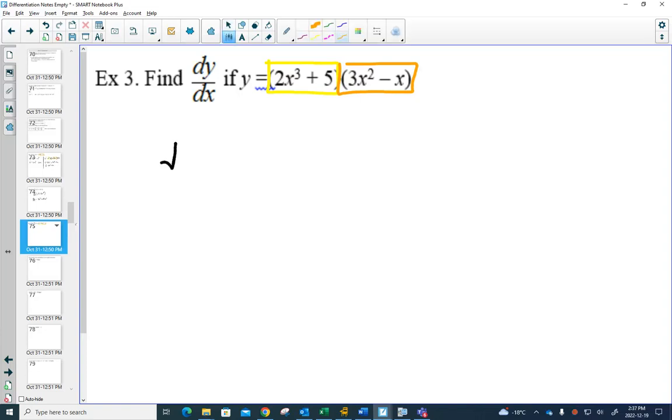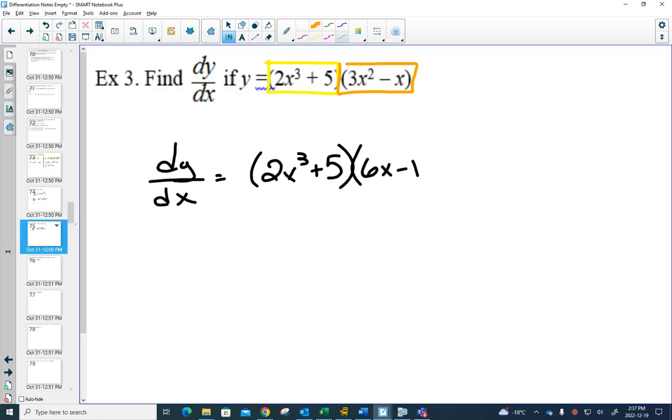And my derivative would be, keep one of them the same, multiplied by the derivative of the second one. The derivative of the second one is 6x minus 1. Then keep the second one the same, 3x squared minus x, and multiply by the derivative of the first one, which would be, bringing 3 out in front, 6, subtract 1 from the exponent, plus 0, which is just 6x squared.